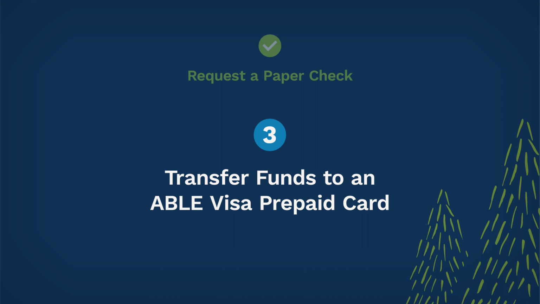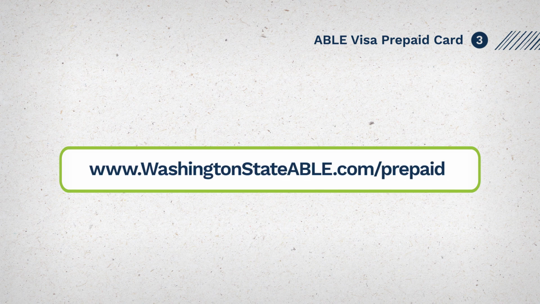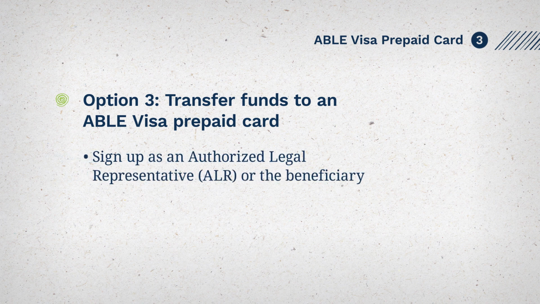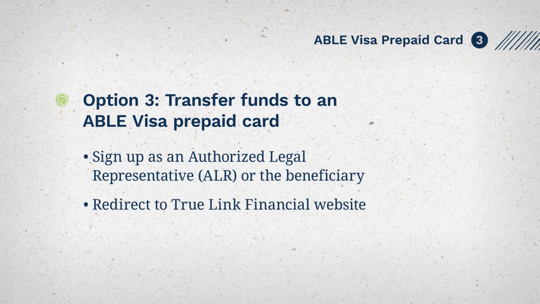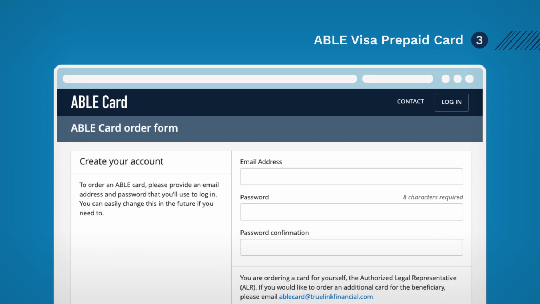Option 3. Transfer funds to an ABLE Visa prepaid card. To sign up for an ABLE Visa prepaid card or manage a pre-existing card, go to www.washingtonstateable.com/prepaid. If you're signing up for a card, select Sign Up to register as either an authorized legal representative, ALR, or an ABLE account beneficiary who's managing their own account. In this process, you'll be redirected to the TrueLink Financial website. To order an ABLE Visa prepaid card as the ALR, you'll need to create a TrueLink Financial account with an email address for an email account you have access to. You'll then need to fill out the fields in the ABLE card order form, including the ALR's name and address.